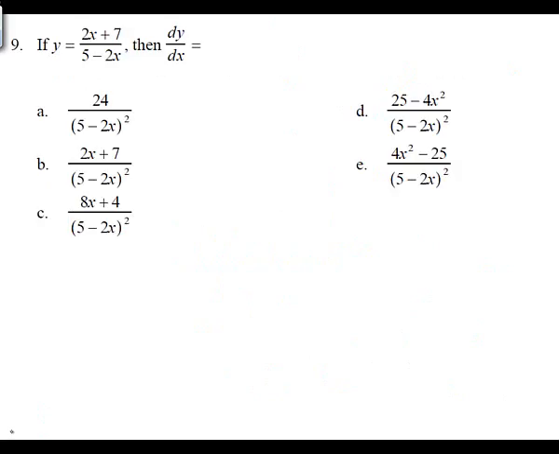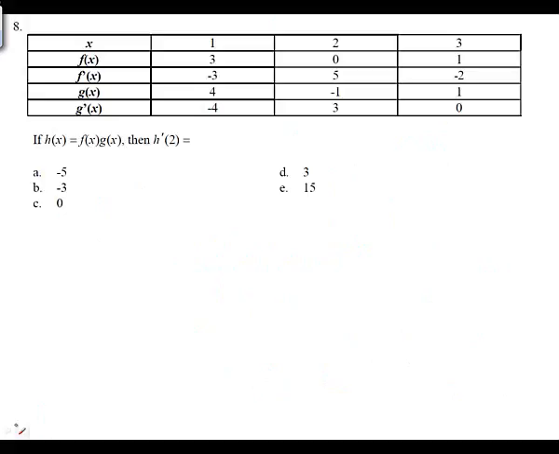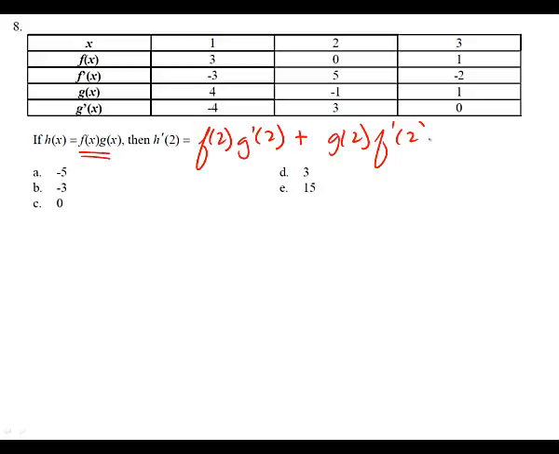Number 8. Okay, so we've got a chart again, right? This time, what rule are they wanting us to do? Product rule. Okay, so when it says h prime of 2, I'm going to go ahead and throw my 2's in there. So, it's keep the first, f of 2, times the derivative of the second, g prime of 2, plus keep the second, g of 2, times the derivative of the first, f prime of 2. I only need this column of the chart, right? What they probably did is use the chart for more than one problem, maybe out of a prep book.